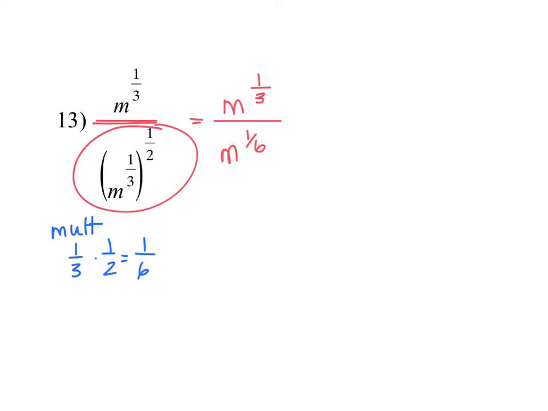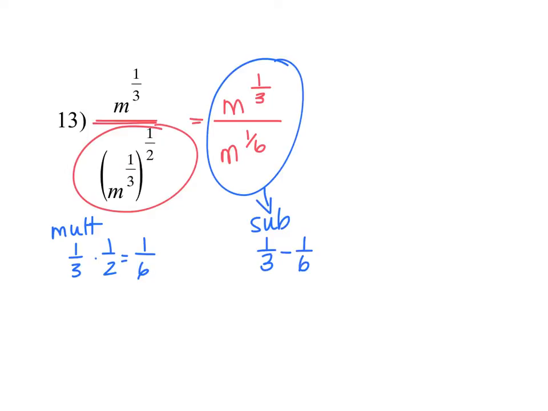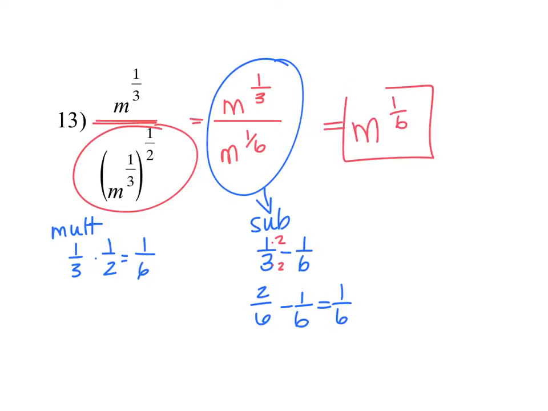And now I have division. So this whole part is now division, which means I have to subtract my exponents. 1/3 minus 1/6. To do that, I need like denominators. 2/6 minus 1/6, and that is 1/6. So my final answer here is going to be m to the 1/6 power.